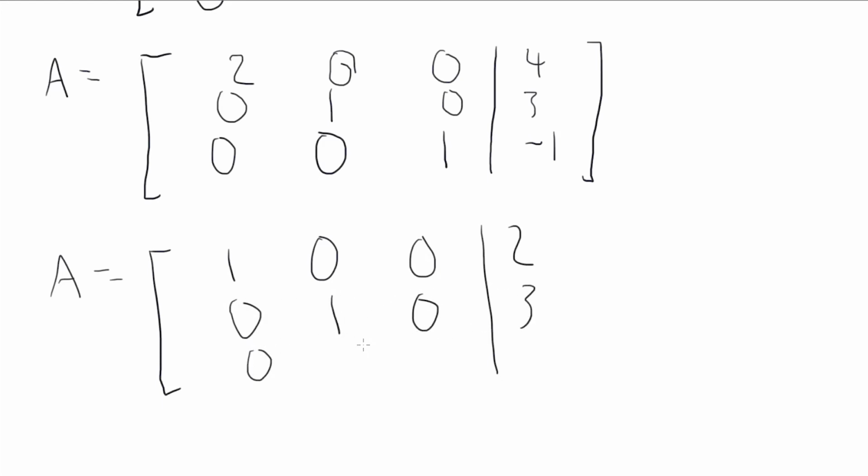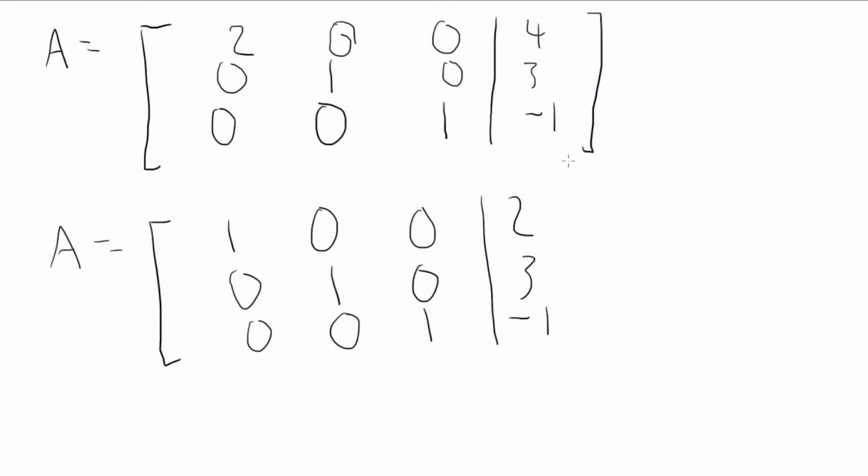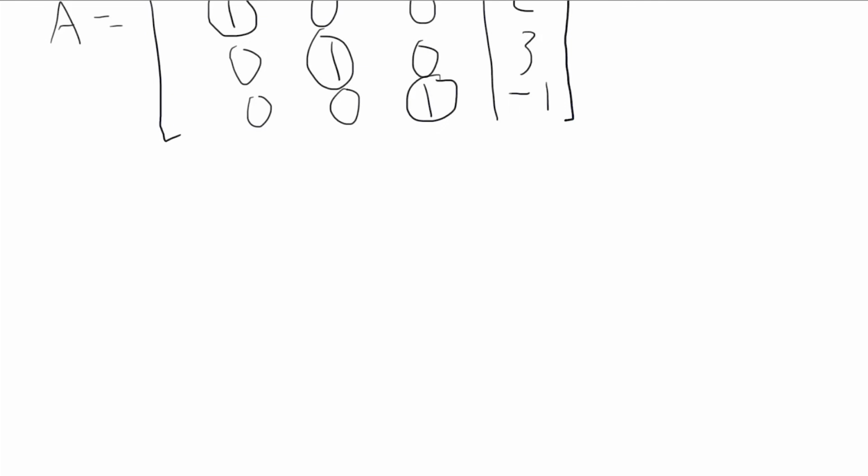I'm just copying down the rest right here. And would you look at that? There's 1, 1, and 1, they're all in different areas. And recall that these are just the coefficients of each variable. So now we know the value of every single variable.